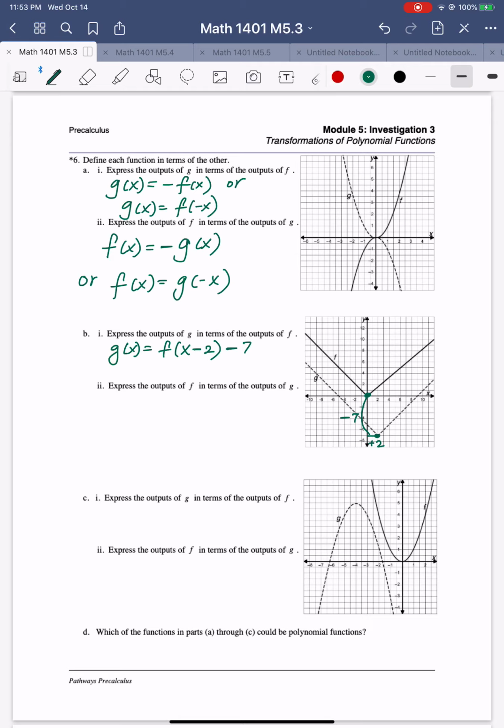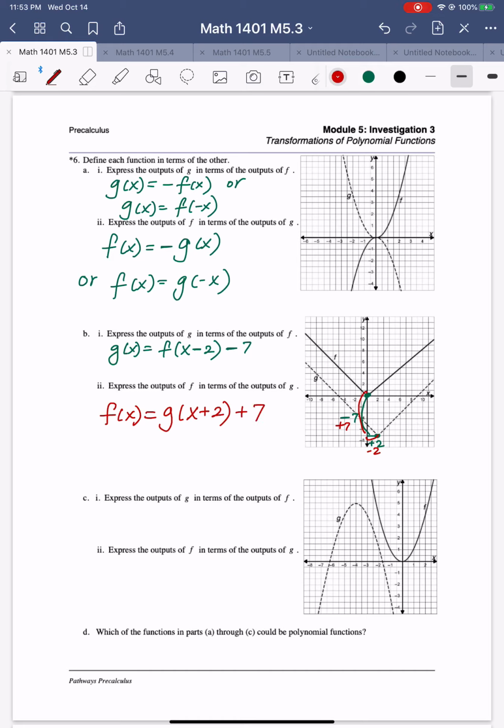But if you look at it the other way, from the f function, now from here you go left 2 and then up 7. So you say the g function is f of x plus 2, because left 2 means negative 2 is a plus 2, and then you go up 7. So that's what it is.